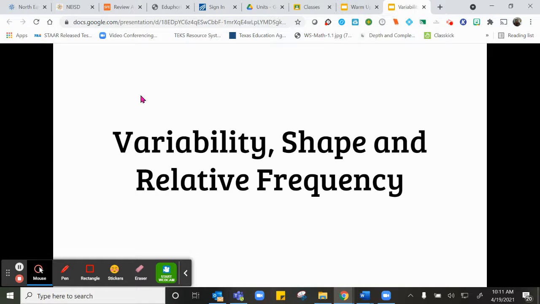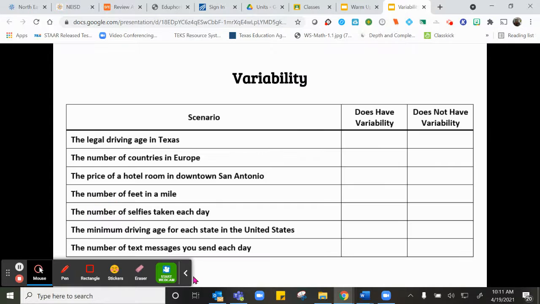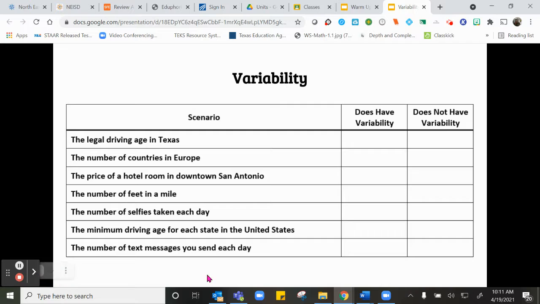All right, so for today's notes, we're going to be talking about variability, shape, and relative frequency. Variability does have a definition that goes along with it. However, here's what I need you to know. If a situation has variability, that means there are multiple answers versus a situation where there's only one exact answer, that is without variability. So let's take a look at these examples.